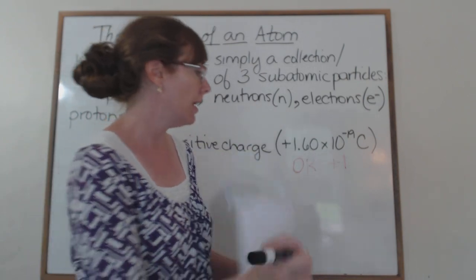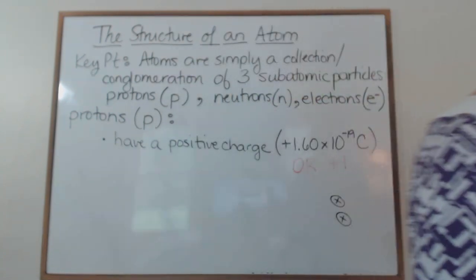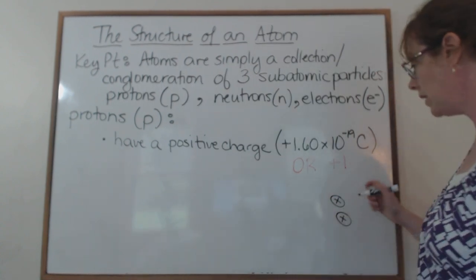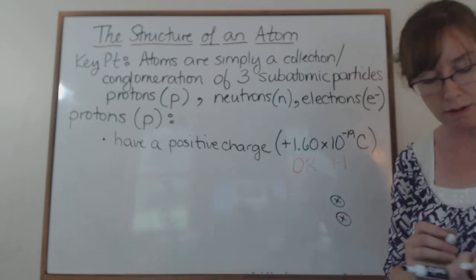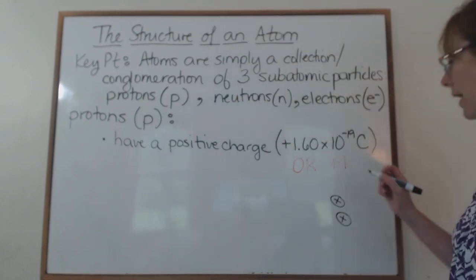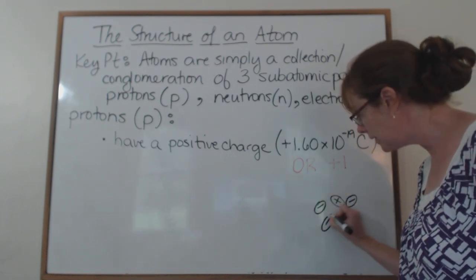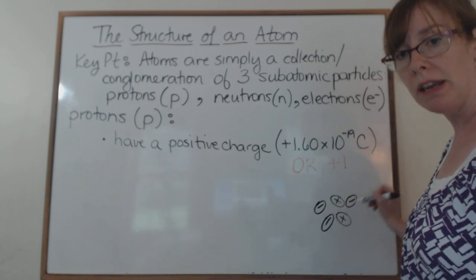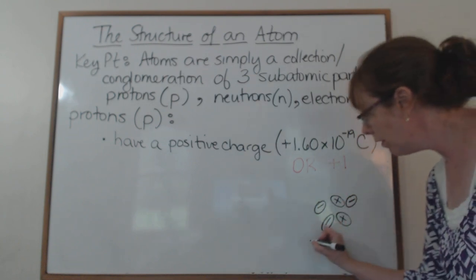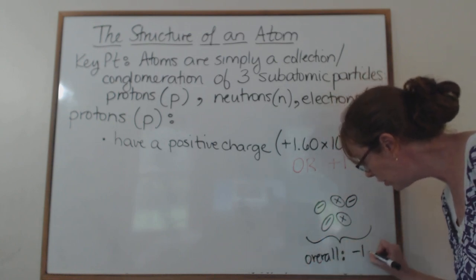So let's just think about that for a minute. Say you have two protons, that's what I'll use for protons for a moment, and say you have three electrons. I'm not even going to do the spacing correctly. I just want you to see here. If you have two protons but three electrons, that means you have two positive charges and three negative charges. So overall, that will give you a negative one charge.